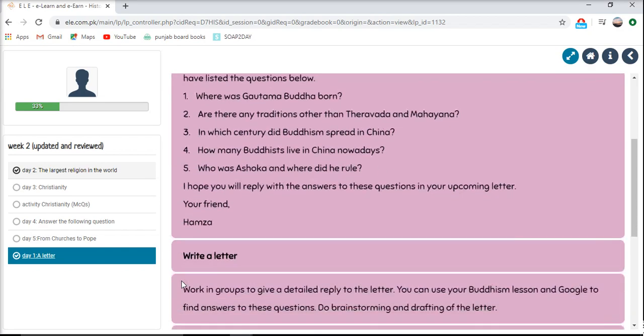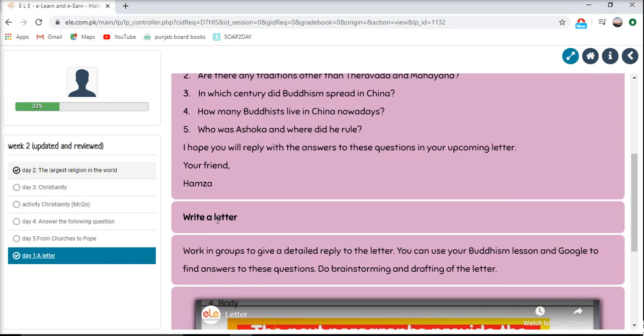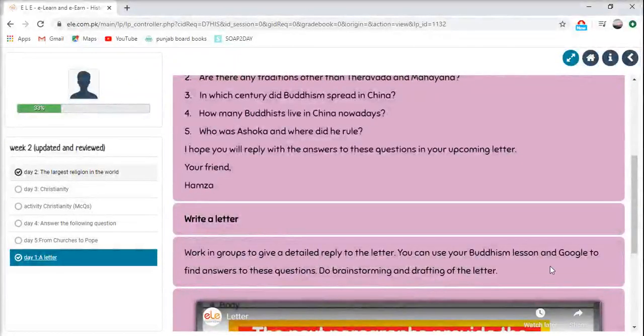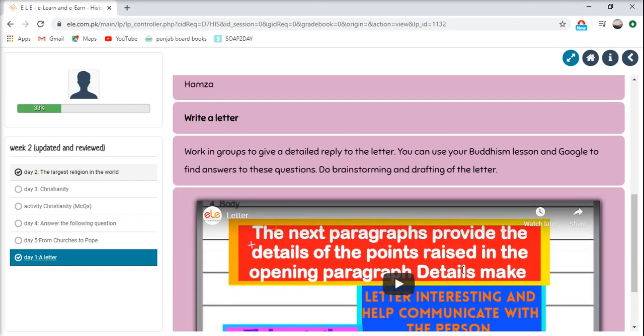It's by Hamza. Now we have to write a letter. Work in groups to give a detailed reply to the letter. You can use your Buddhism lesson and Google to find answers to these questions. Do brainstorming and drafting of the letter.